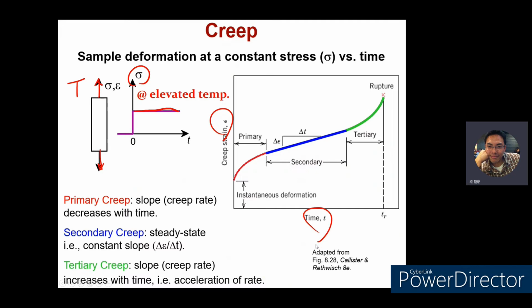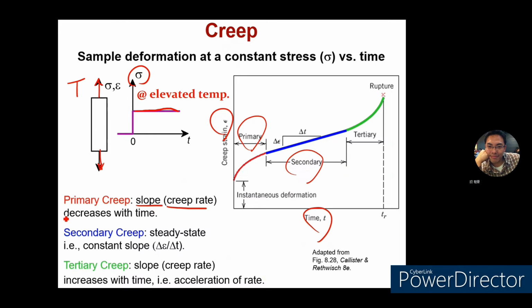Therefore, you can see there are three sections of this creep behavior: the primary creep, the secondary creep, and the tertiary creep. Regarding the creep rate, I will discuss this later. Usually the creep rate is always indicated at the secondary creep, but not the first and third. Okay, so let's look at the creep rate.